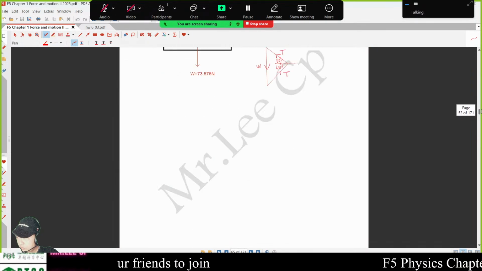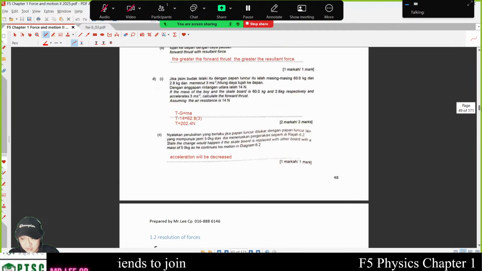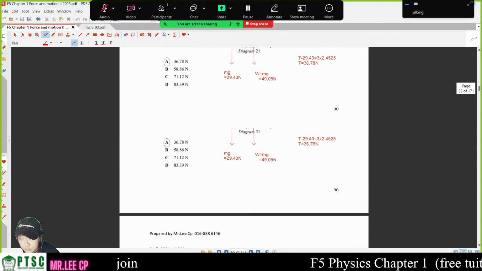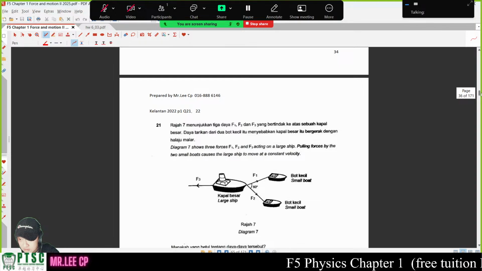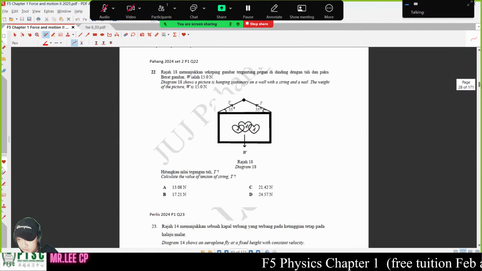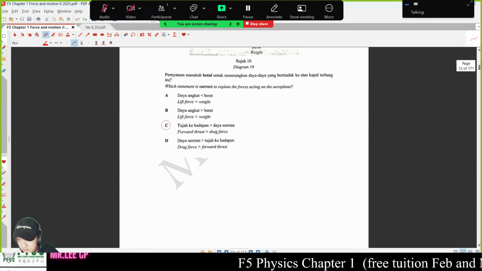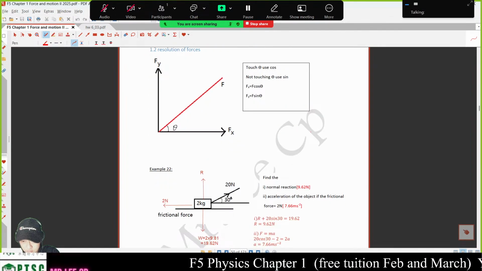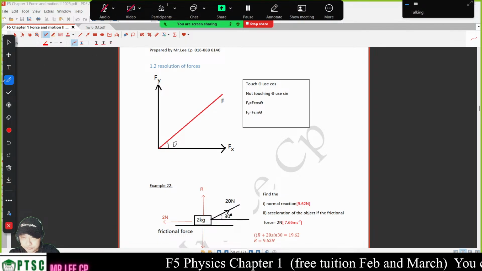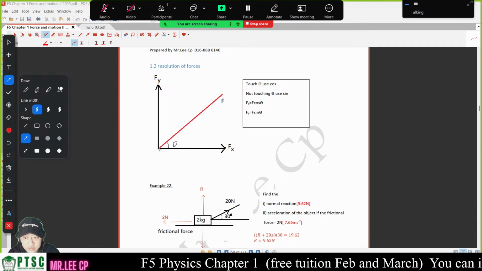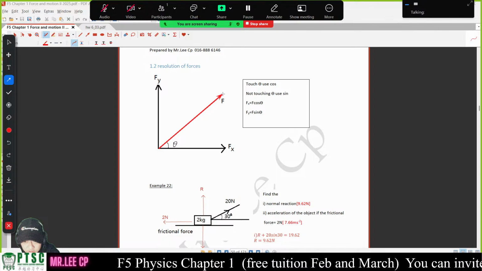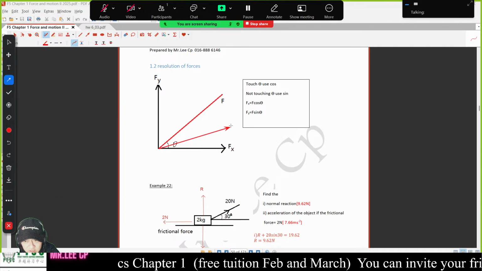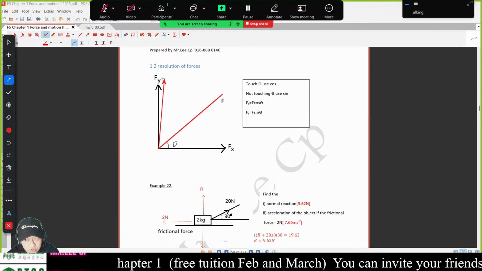Today we are going to continue the exercises as I told you. But before this, let's look at what we learned last week first. Never mind. We go to here, resolution. When we got one force here, if I bring it down, if I touch the theta, I use cos. Not touching, I use sine.